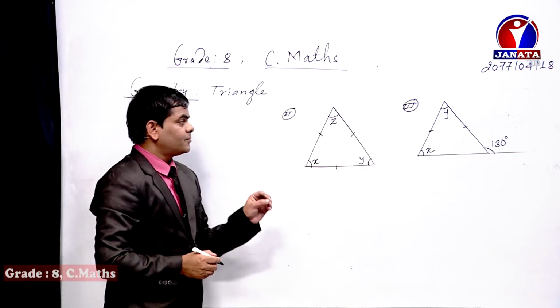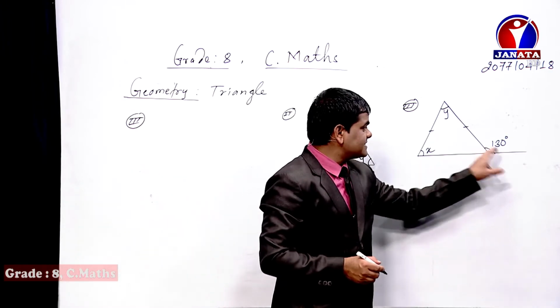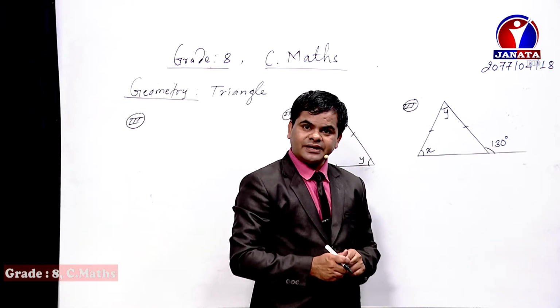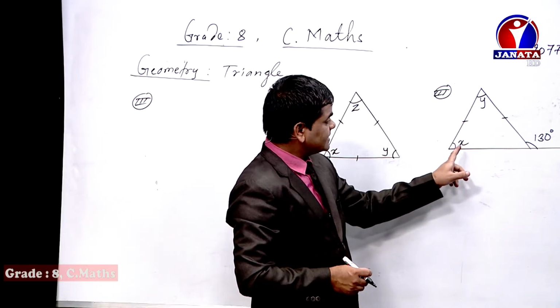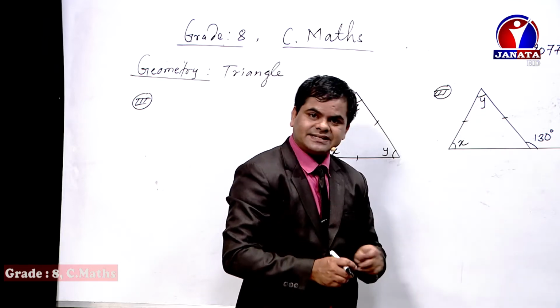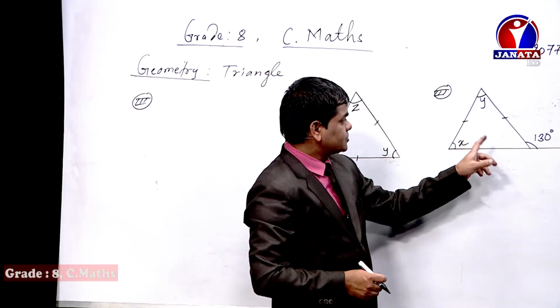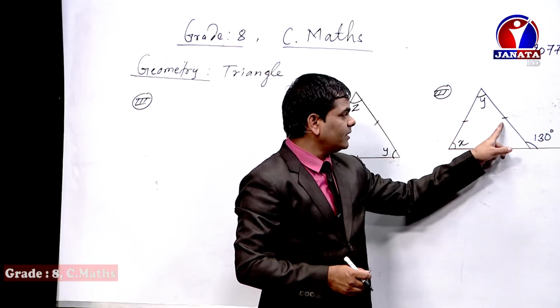In case of question number 3, dear friend, look at the figure. Here the exterior angle is given as 130 degree, isn't it? And then the question asks to find the value of this angle as x, and this one as y. Look at it, dear friend. It is an isosceles triangle, isn't it? Two sides are equal.